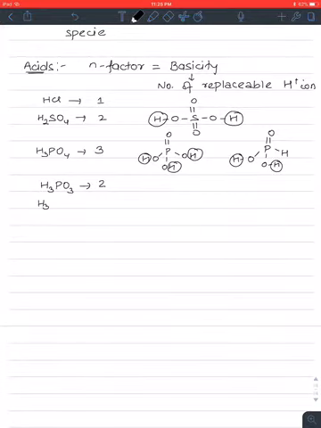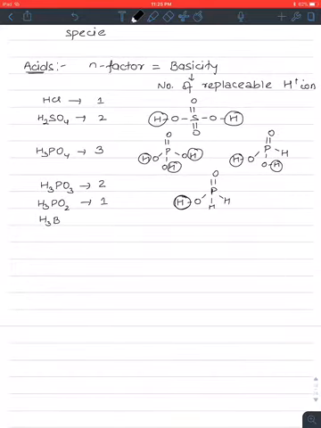That will be 2. If I'm having H3PO2, again let's try to understand the structure. The structure is P double bond O, OH, H and H. In this only one hydrogen is a replaceable hydrogen, so in this case the N factor is 1.